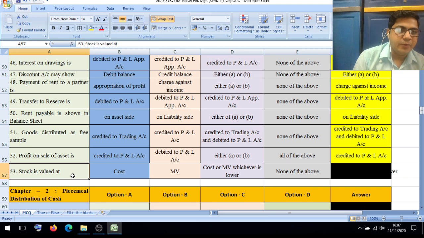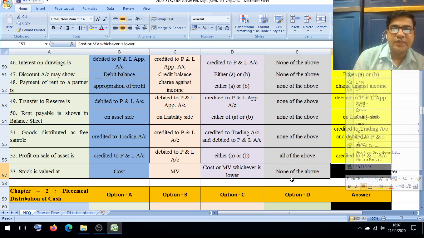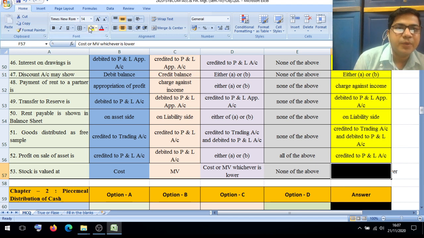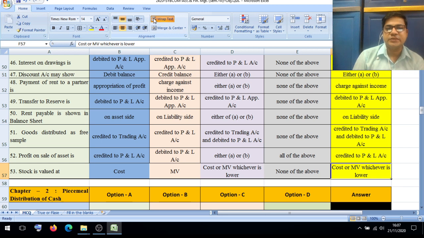Stock is valued at cost, MV means market value, cost or market value whichever is lower, or none of the above. The answer is very simple. Cost or market value, whichever is less. So friends, we have discussed some important multiple choice questions related to chapter number 1.